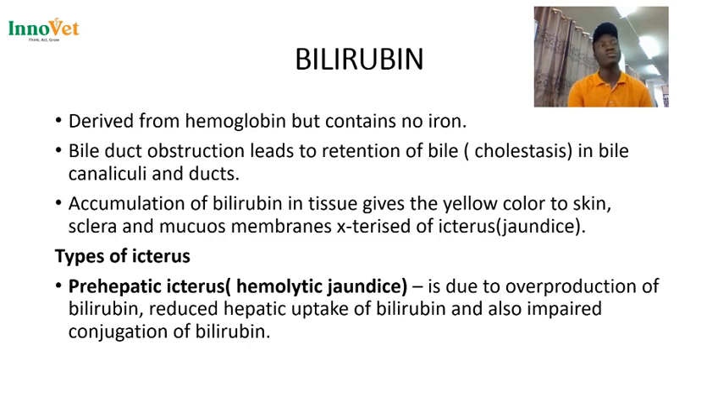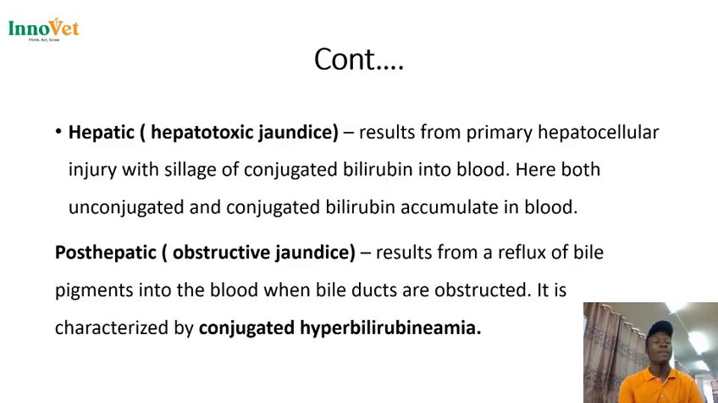It can be due to the overproduction of bilirubin, due to the lysis of red blood cells, or reduced hepatic uptake of bilirubin, and also it can be due to the impaired conjugation of bilirubin. Then the hepatic one, which is also called the hepatotoxic jaundice.